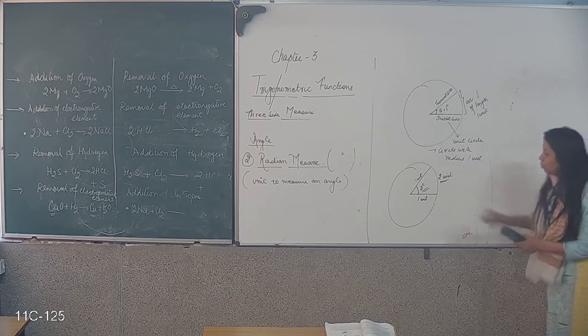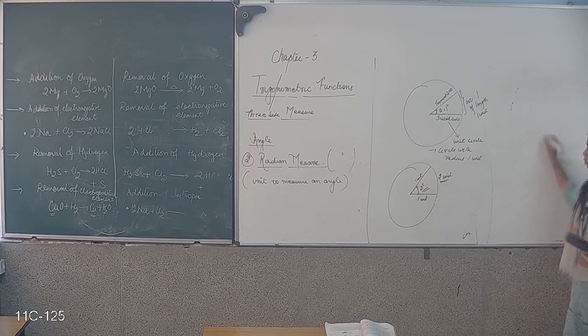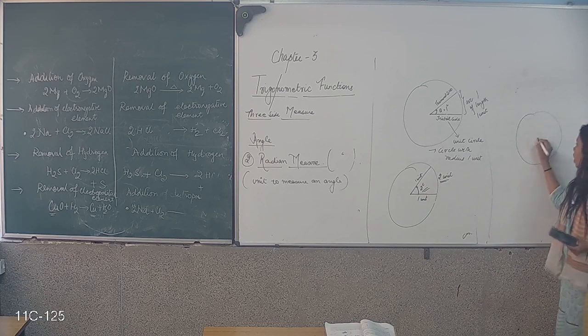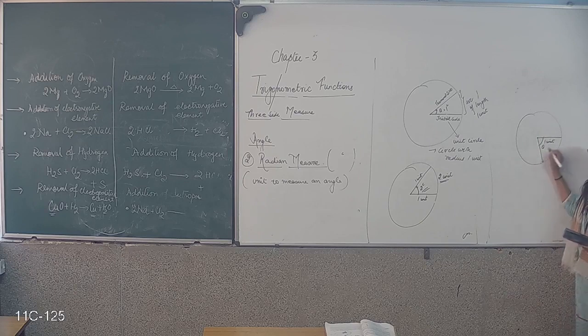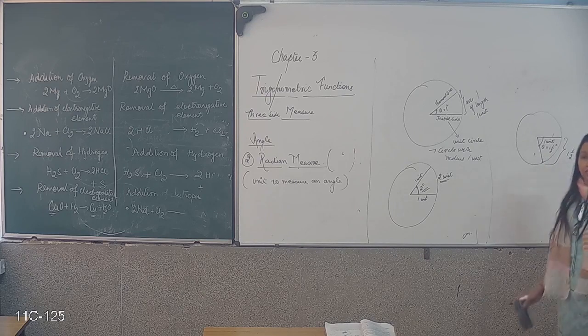For example, if I'm talking about the anti-clockwise direction, it will be positive. If I took a unit circle, it subtends an angle, okay? But in which direction? It is in the clockwise direction. It is 1 unit, and say the arc length is 1 by 2 units. Then I'll say that the angle is 1 by 2 radian.